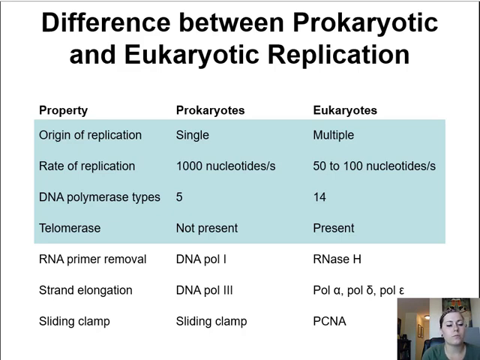They also have a telomerase, which prokaryotic cells do not. Then there's a few other differences down here that I don't expect you to know, but RNA primer removal utilizes different enzymes for prokaryotes and eukaryotes, and they also utilize different enzymes for strand elongation and for the sliding clamp.